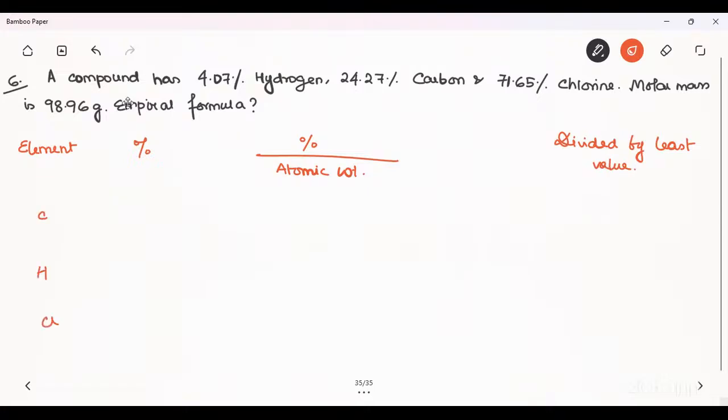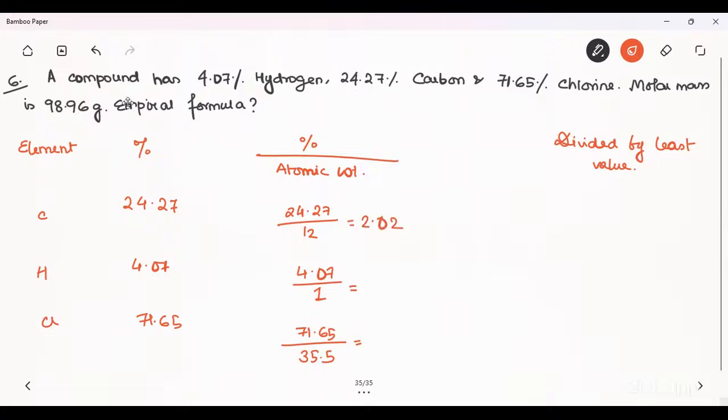So it's 24.27, it's 4.07, it's 71.65. Right? So what will it be? 24.27 divided by 12. Here it will be 4.07 by 1. And here it will be 71.65 divided by 35.5. If you calculate this, it will come as 2.02.